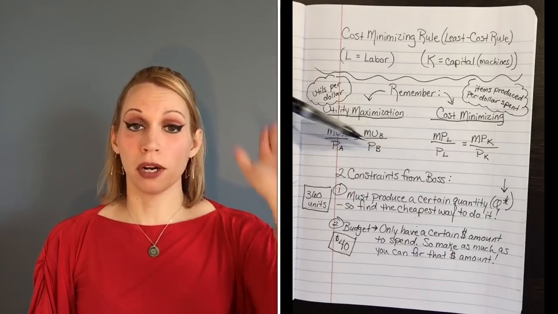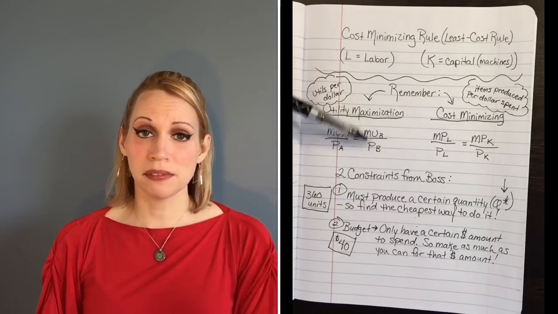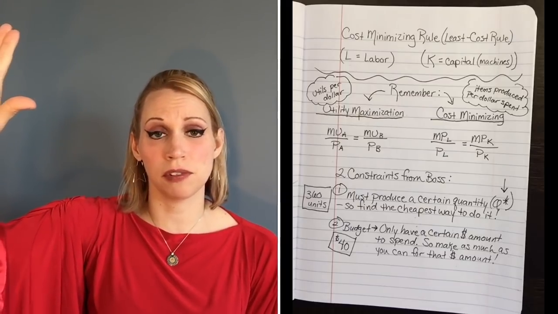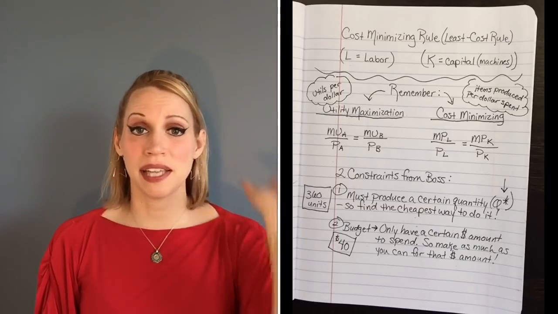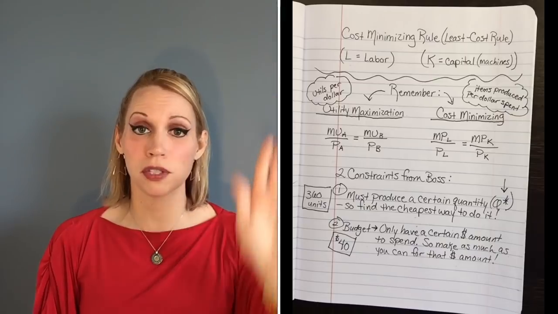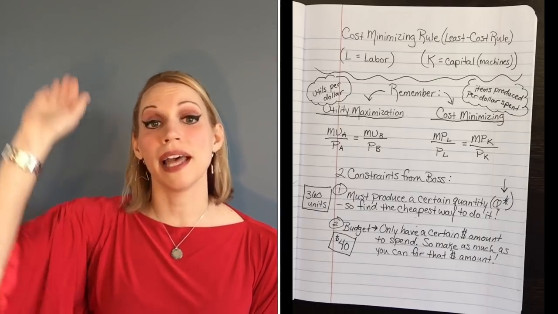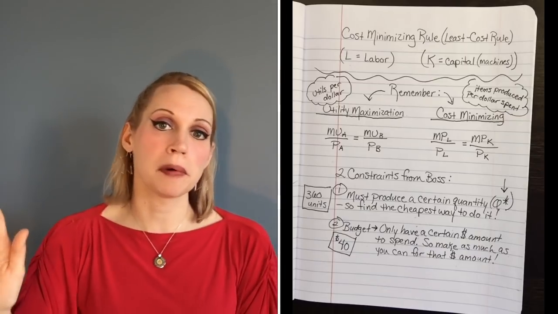It's just like how we did the marginal utility of one good over the price of that good should equal the marginal utility of another good over the price of that good. We're just saying the extra productivity of that worker over the price of that worker should equal the extra productivity of that machine over the price of that machine.